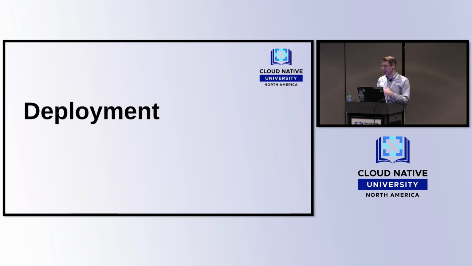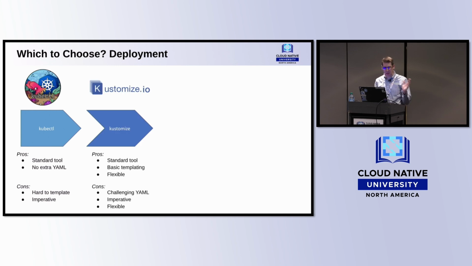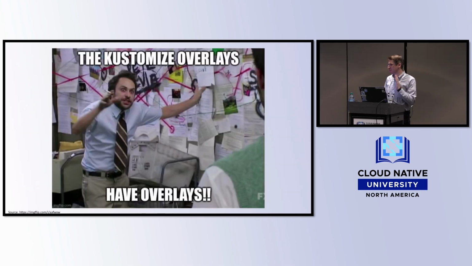Finally, for deployment, I showed you several options. You have kubectl, which is kind of the standard tool. There's no extra YAML that you need to learn. However, it's very difficult to template. This is kind of like a spectrum of tools. Kustomize is next. It gives you support for basic templating. It's flexible, but sometimes can be a little too flexible, and your deployment directories can look like this.